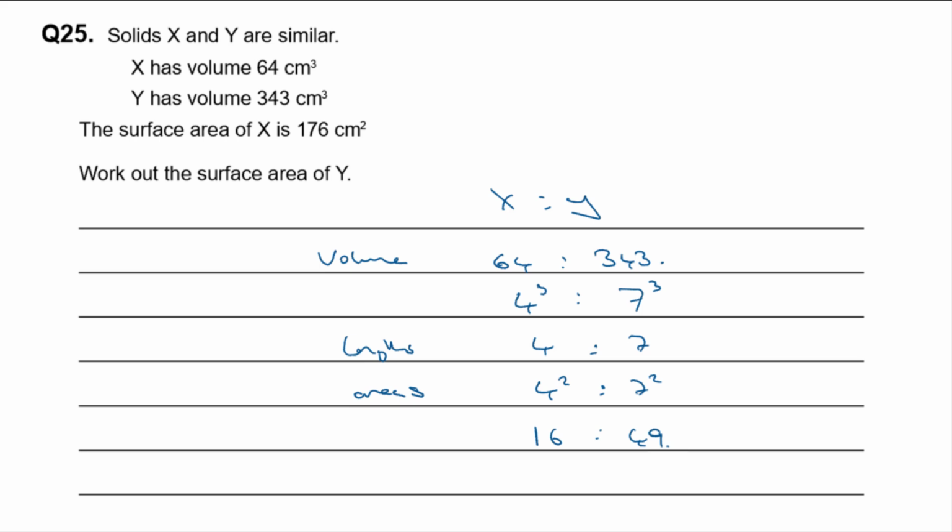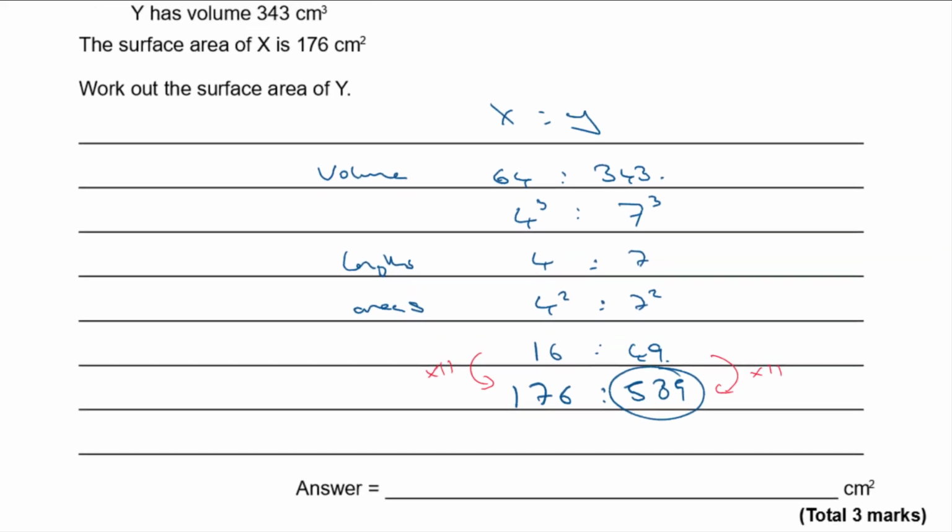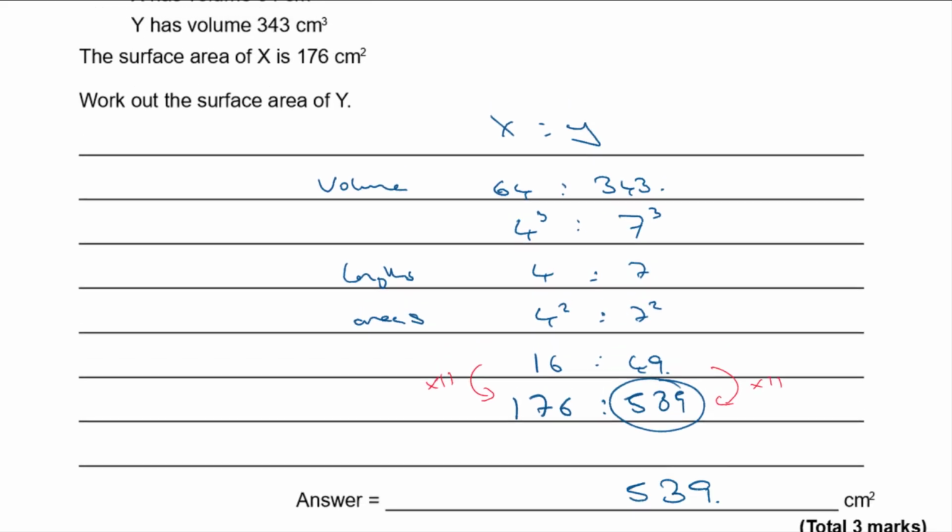Okay, so I know the ratio of their areas is 16 to 49, and I know the surface area of X is 176. So how many times bigger is 176 compared to 16? I think that's 11, isn't it? Because 16 is 160, and I've got another 16 on top. So that's 11 times bigger. So if I times this one up by 11, 10 49s would be 490, and another 49 would be 539, I believe. Okay, so that is going to be my surface area for Y, 539. So that's my answer, 539.